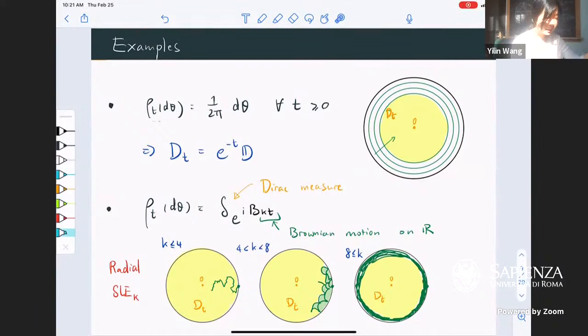And this gives me the radial SLE kappa. All right, this has the same phase transition as the chordal case. When kappa is less than 4, you get a simple curve targeting 0. When kappa is between 4 and 8, the curve bounces on itself, and the shrinking domain is colored in yellow. The shrinking domain is the yellow part. And when kappa is larger than 8, it's space filling, and it can also wrap around.